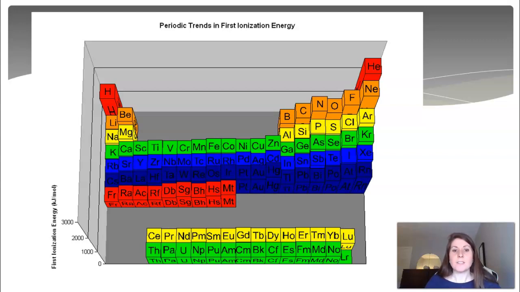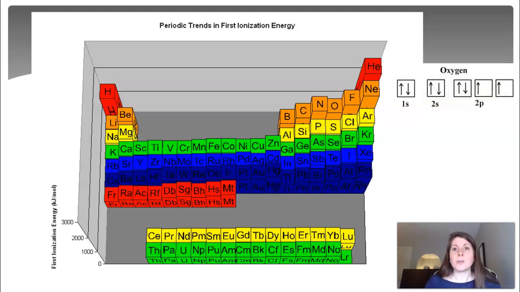There are exceptions that happen in ionization energy, and you can see this over here with oxygen and sulfur, how nitrogen is higher than what oxygen would be. The reason this happens is because, if you think of electron configurations and orbital diagrams, oxygen is the fourth electron in that p sublevel, and the p sublevel has 3 orbitals. So oxygen is the first electron to pair up.